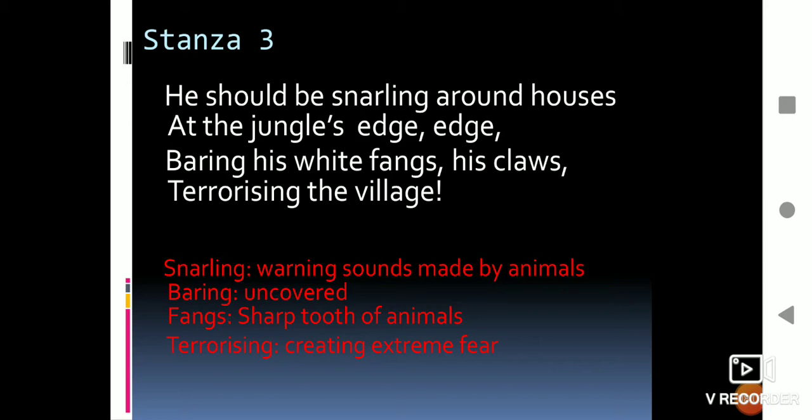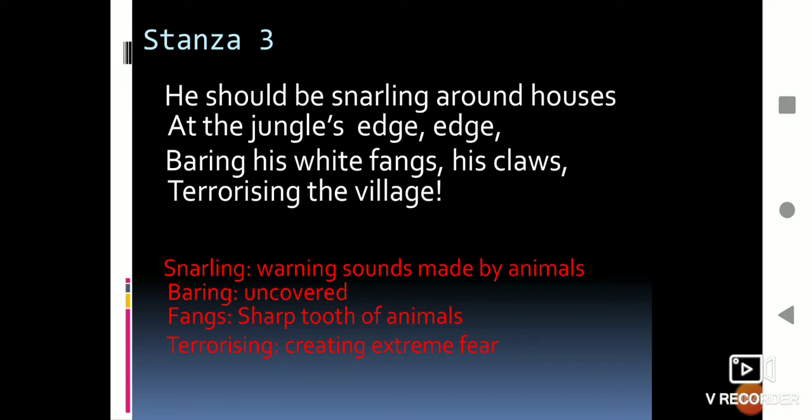Now, snarling means warning sounds made by animals. You must have seen they make a typical sound from their nose. That typical sound is showing the anger. That is snarling. Snarl is through the nose. Okay, it makes a sound through the nose. So he should be snarling around houses at the jungle's edge.